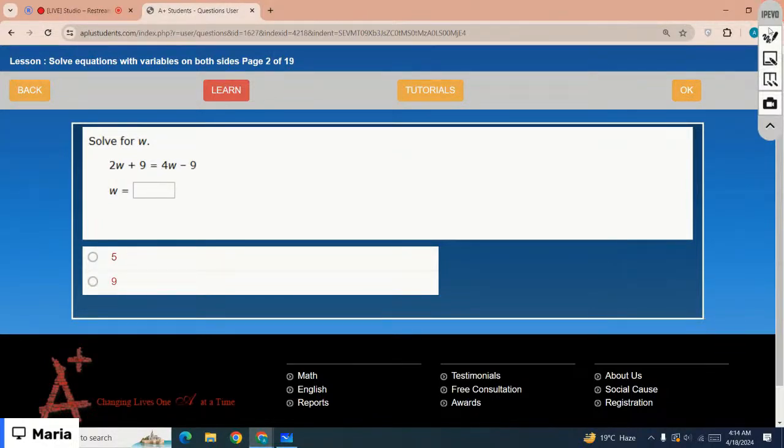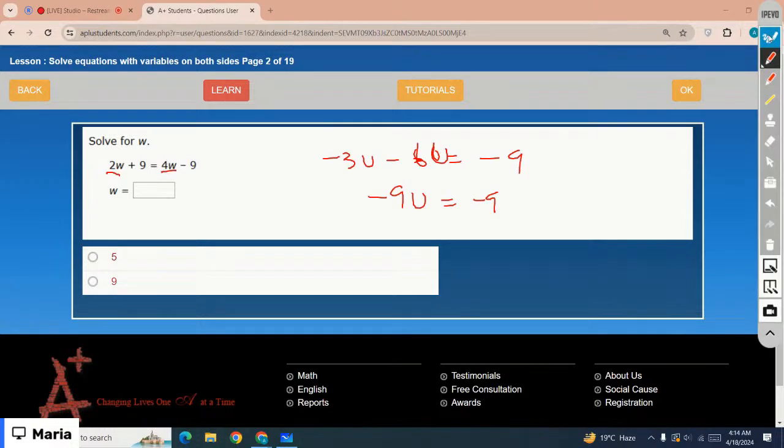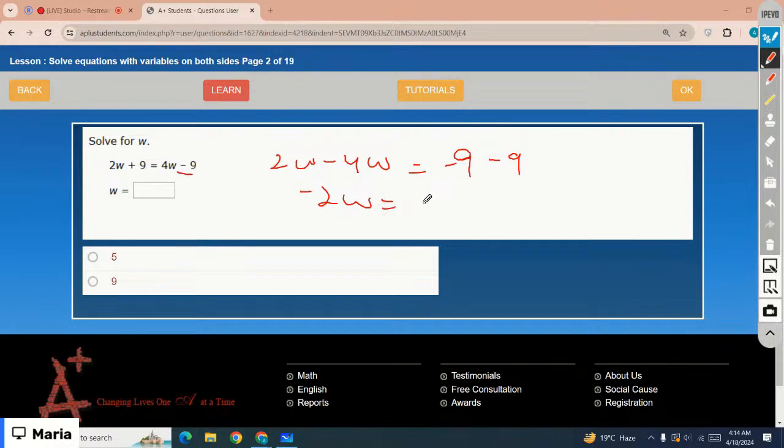The next one is 2w plus 9 equals 4w minus 9, right? So let's just collect the like terms, move them to the other side. That is 2w minus 4w and negative 9. This is negative 9. You have to move this 9 also. So negative 2w equals negative 18. So which is the correct option?